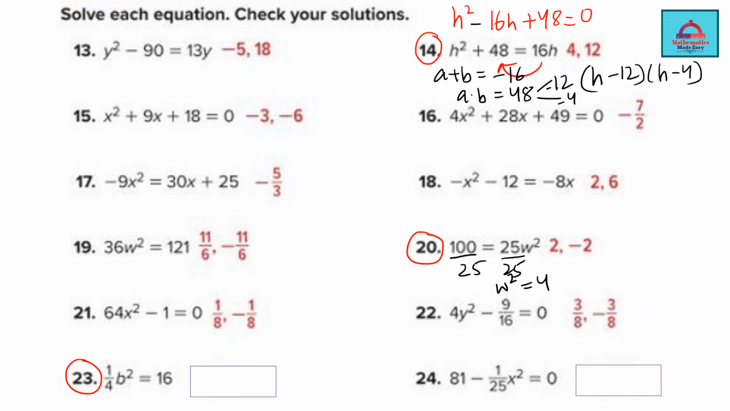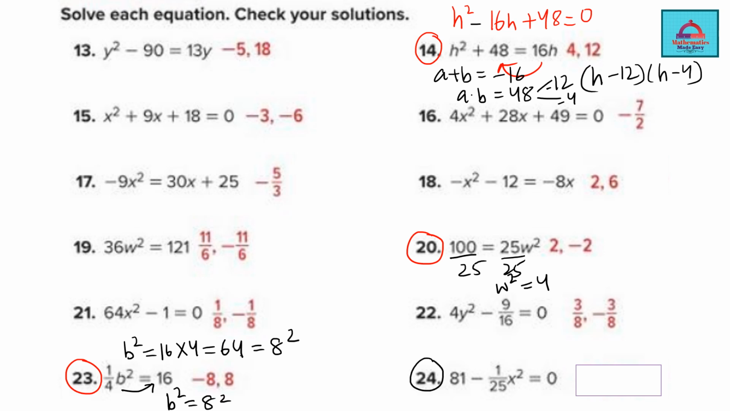Let's do this one. Now, b square is divided by 4. So let's take this 4 on the other side. It will become 16 multiplied with 4, which is 64. And 64 is perfect square of 8. So b square equal to 8 square means square root property, plus minus 8. In a similar way, we can do 24. So 81 is equal to x square by 25. Multiply 25 on the other side, cross multiply, and you'll get the roots as plus minus 45.